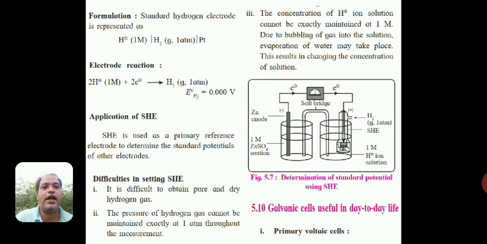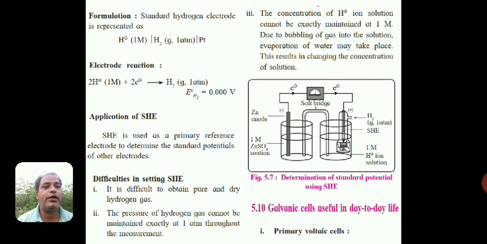They are saying that in the application, SHE is used as a primary reference electrode to determine the standard potential of other electrodes. In this diagram 5.7, we can see that SHE is connected with the zinc electrode, and zinc is dipped in zinc sulfate solution. We know that SHE has a voltage of 0.0 volt, E0 of hydrogen gas is 0.0 volt. So whatever cell potential we get will be the electrode potential of Zn in this particular case.